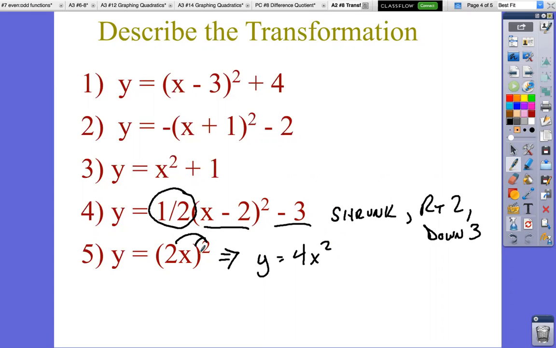Some people would say it's being stretched by a factor of 2. Some people that maybe were taught this in Algebra 1 might say, well, isn't that a horizontal shrink or a horizontal stretch? We're not really talking about horizontals right now. If you ever have a coefficient in the parentheses, go ahead and square it out. So 4x squared. So this is really being what? Stretched or shrunk? Stretched, by a factor of 4.